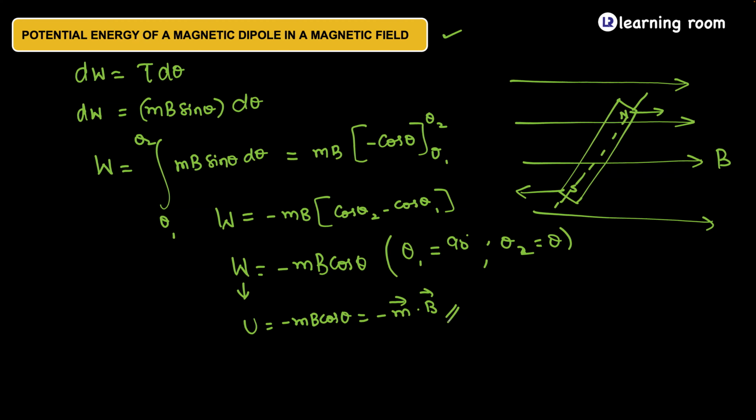Clear till this point? So for today's class, we'll stop with this. In the next class, we'll discuss two important concepts: bar magnet as an equivalent solenoid and Gauss law for magnetism. Both of them do not have derivations.